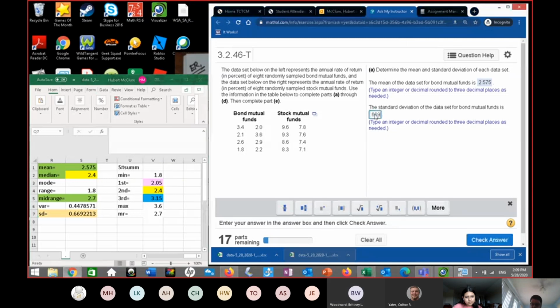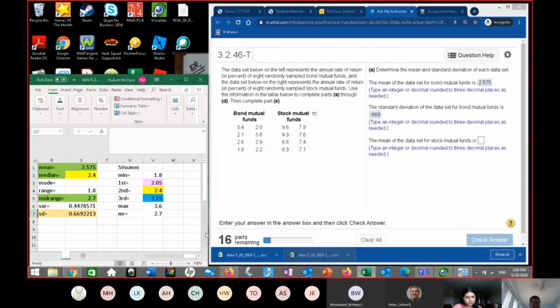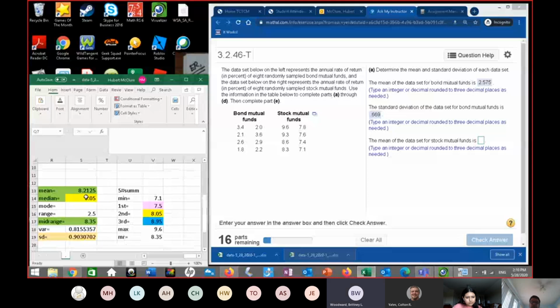0.669. And then they're going to ask for the mean of the data set for the stock is... 8 point, what is it, round to 3? 8.213.